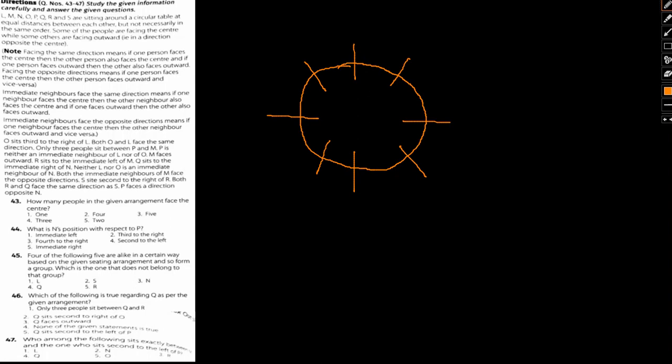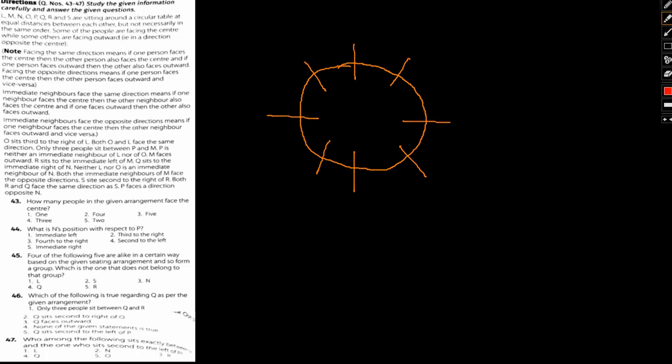L, M, N, O, P, Q, R are sitting around a circular table at equal distances between each other. So we have 8 people sitting at equal distance, but not necessarily in the same order. Some of the people are facing the center while others are facing outwards. So we basically have a circular table, 8 people are sitting, 1 2 3 4 5 6 7 and 8, and some are facing inside and some are facing outside. A note has been given.